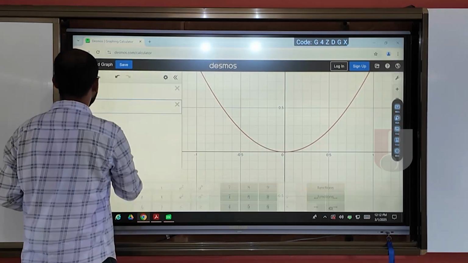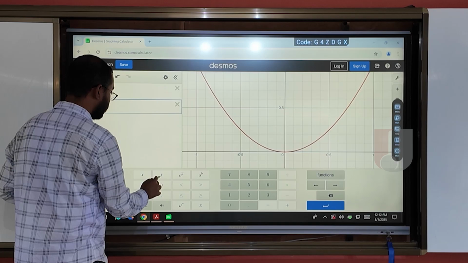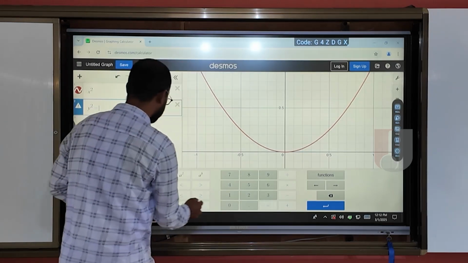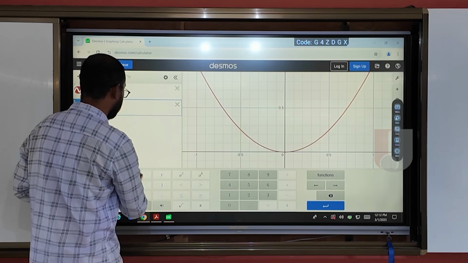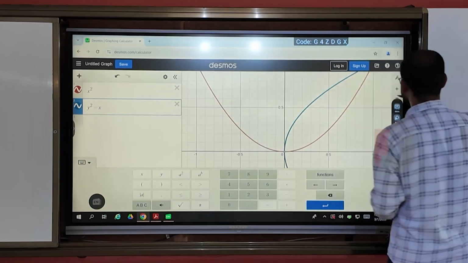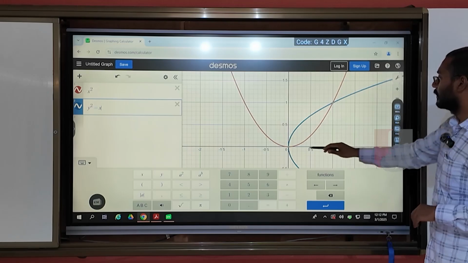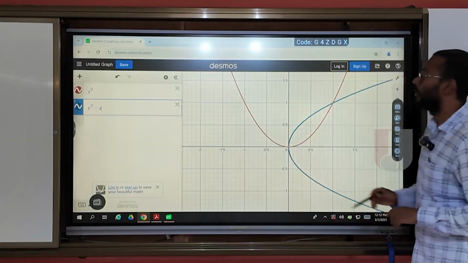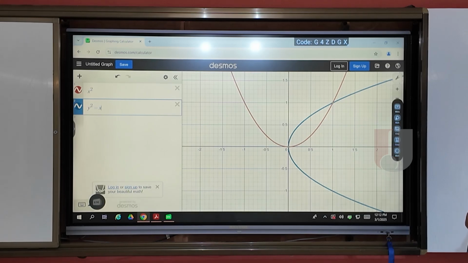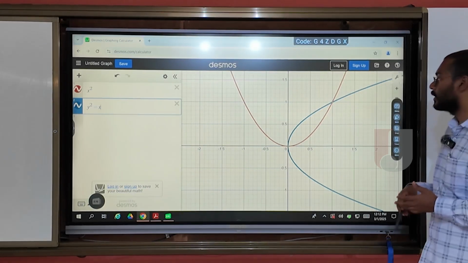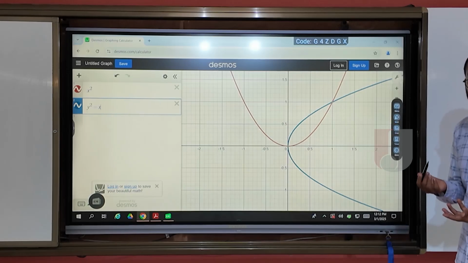Another curve is y square equal to x. I can see that is my curve. This is my curve. One curve is y equal to x square, another is y square equal to x, or x equal to y square. So, first you have to find out where these two curves intersect.